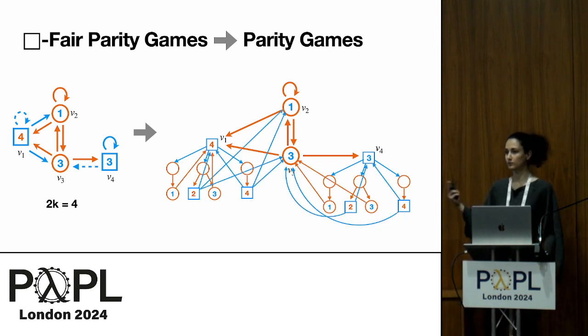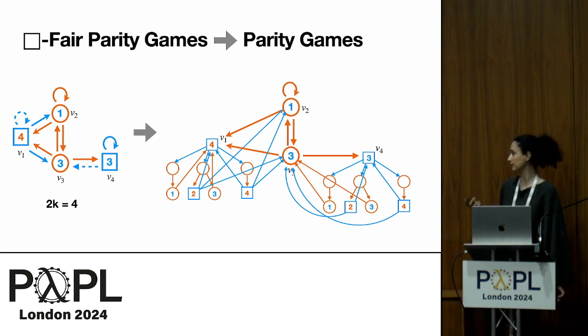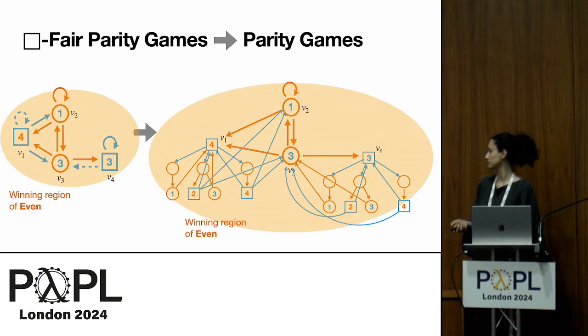These two games are equivalent, meaning that whoever wins a node in the square fair parity game also wins the node in the parity game. This was all won by even, so this is all won by even.